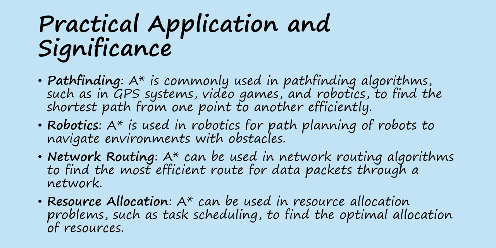Another application is robotics. A-star is used in robotics for path planning, for robots to navigate environments with obstacles. Network routing: A-star can be used in network algorithms to find the most effective route for data packets through a network. Resource allocation: A-star can be used in resource allocation problems such as task scheduling to find the optimal allocation of the resources.